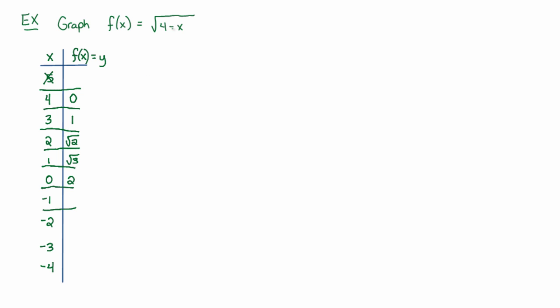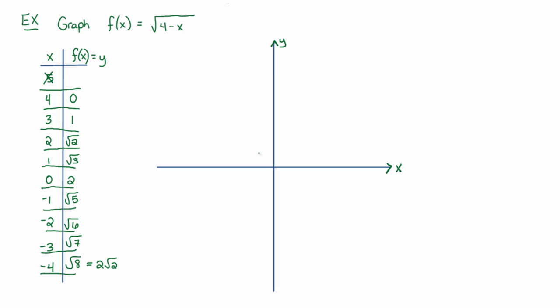When I plug in a negative 1, I get the square root of 4 minus a negative 1, or in other words, 4 plus 1, square root of 5. And square root of 6, square root of 7, and the famous square root of 8, which actually can reduce down to 2 square root 2. And what I'll do is I'll use these points, at least some of them, to help me plot this curve. But I said some of them because in reality, some of those points right there are radicals, and I just don't like to deal with radicals.